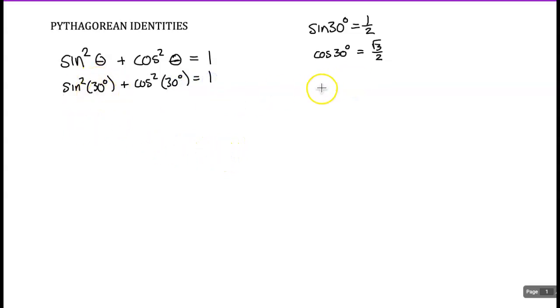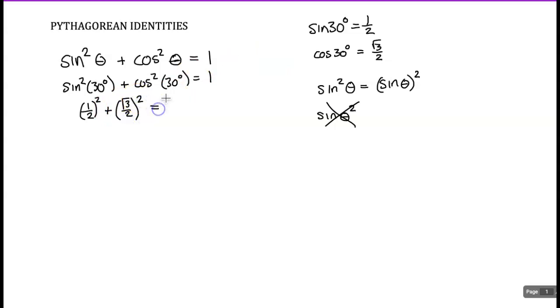The way you do this, just so you know, if you have the sine squared of an angle, that's the same thing as taking the sine of the angle and then squaring that result. It is not sine squared theta, because that would mean to square the angle and then take the sine of it. That's not true. So the sine of 30 is 1/2, and then we're going to square it. And then the cosine of 30 is √3 over 2, and we're going to square that. And we're going to see if that's equal to 1.